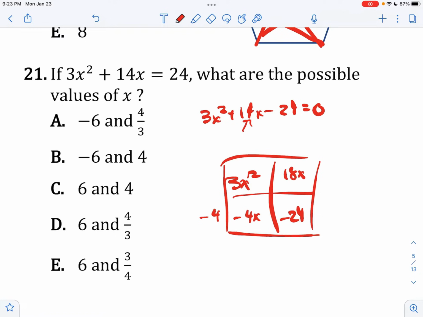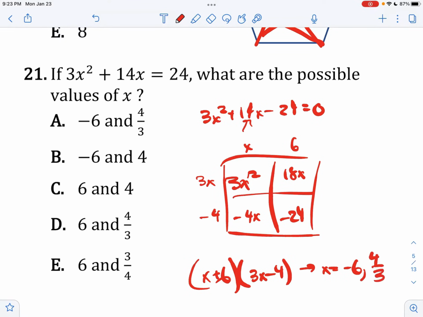This gives me a 3x. This gives me an x. This gives me a 6. x plus 6, 3x minus 4. And I'm getting x equals negative 6, and then 4 over 3.